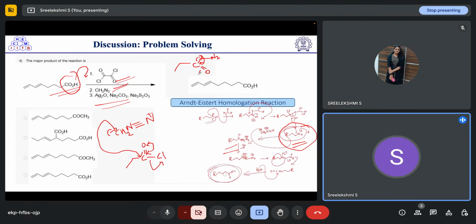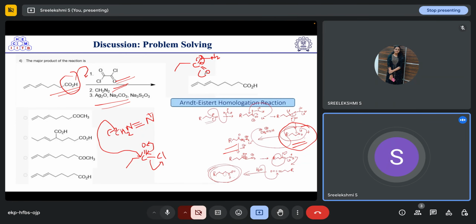This will fall over here, and this will come back to here to get this kind of intermediate. And when this is coming out, this N2 is leaving, and this whole group is getting migrated to this carbon. I will once again draw. So now we have this C double bond O CH2N2. In treating with silver oxide, sodium bicarbonate, a proton will be abstracted from here. That will create a negative charge which will go to here, and this bond will shift to here. And when this bond is coming back, this whole group will migrate over this carbon, and this N2 will be eliminated.